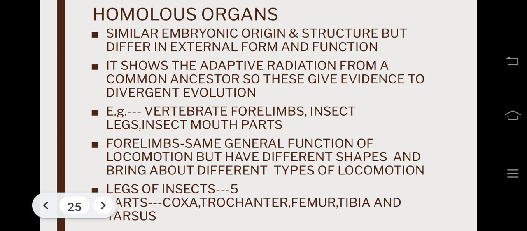Homologous organs in detail: similar embryonic origin and structure but differ in external form and function. It shows the adaptive radiation from a common ancestor, giving evidence for divergent evolution. Like vertebrate forelimbs, insect legs, insect mouth parts. Forelimbs have the same general function of locomotion but have different shapes and bring about different types of locomotion. Legs of insects: coxa, trochanter, femur, tibia, and tarsus. These are the regions.